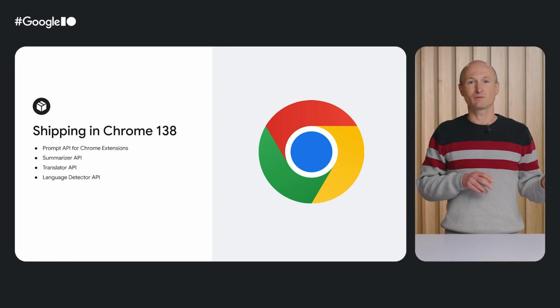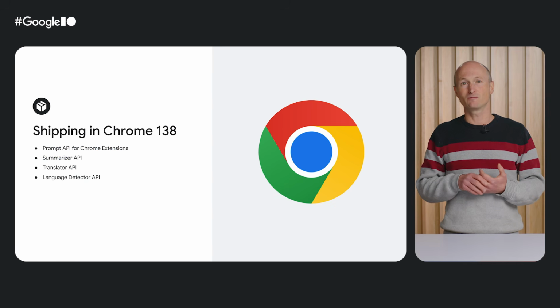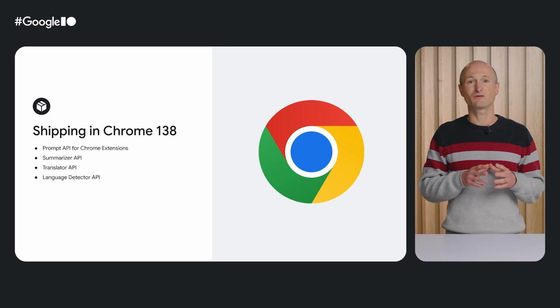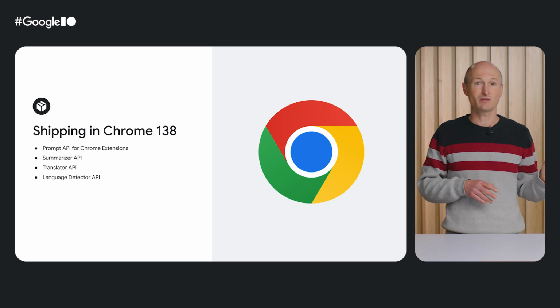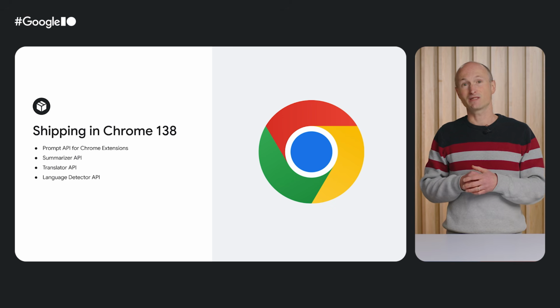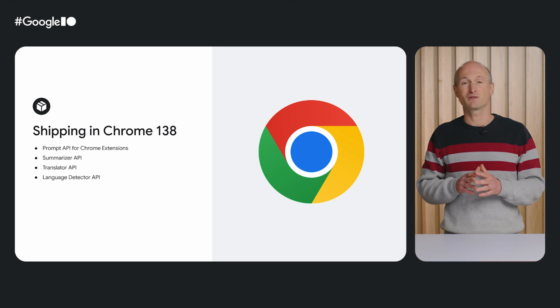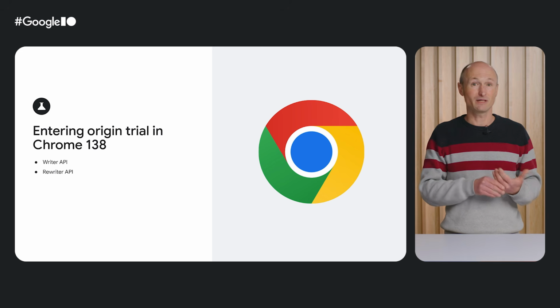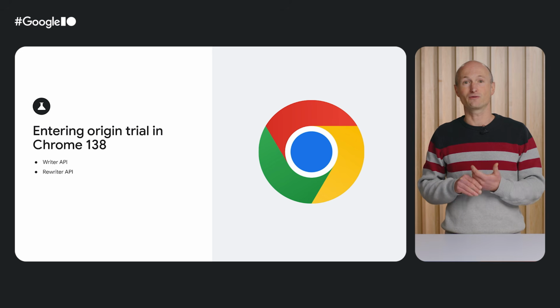With this API's interoperability journey being well underway, we're moving forward with shipping the first APIs in Chrome 138. Concretely, the Chrome API is shipping for Chrome extensions. From the Writing Assistance APIs family, we're shipping the Summarize API. And finally, we're shipping the APIs that form the Translation API, namely the Translator and the Language Detector APIs. We are also moving forward with the 2 other APIs from the Writing Assistance APIs family. The Writer and the Rewriter APIs enter the origin trial phase, likewise in Chrome 138.